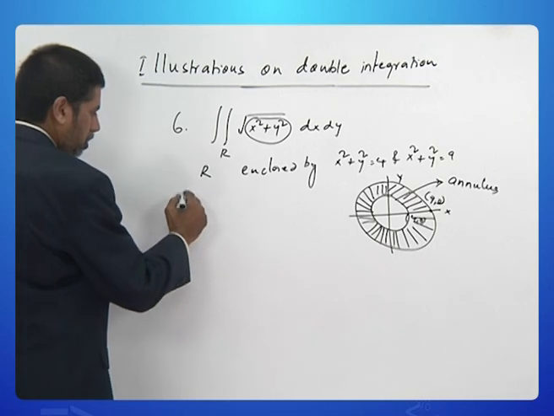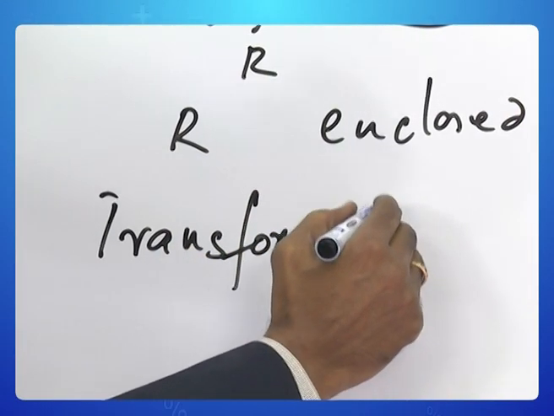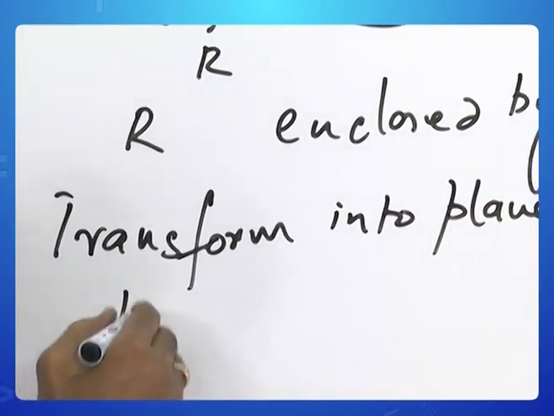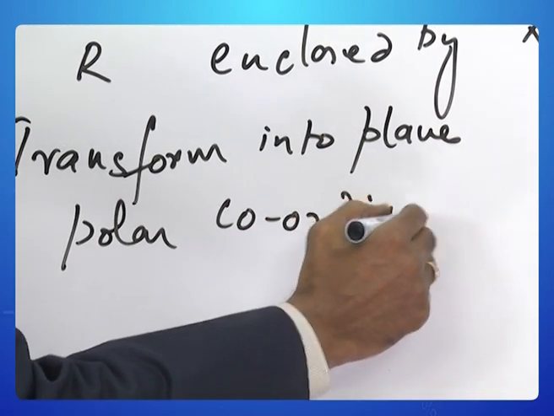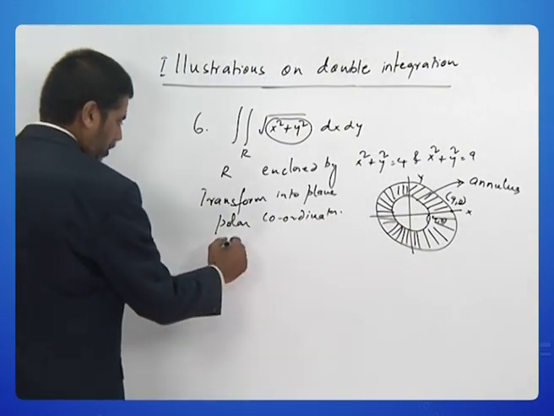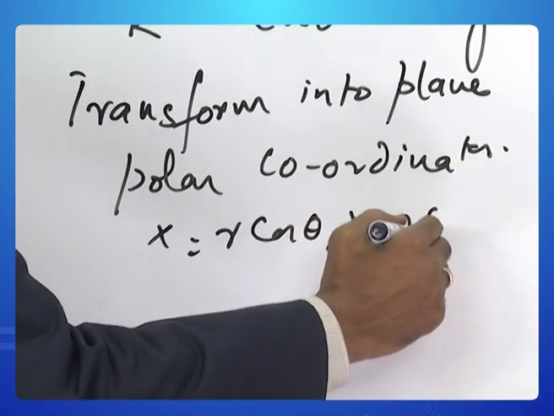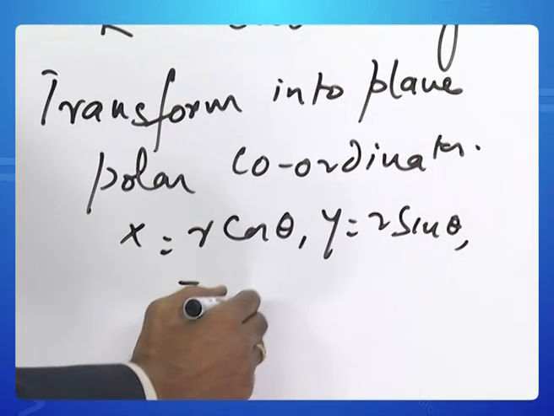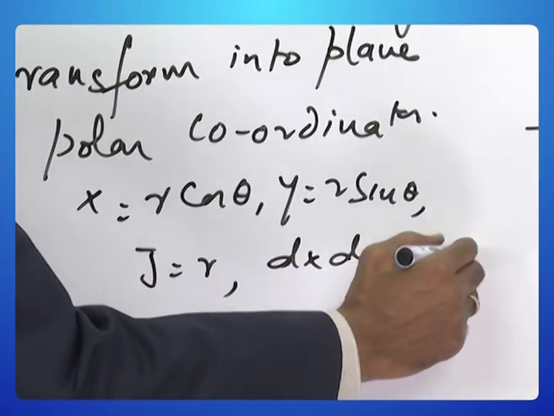so transform into plane polar coordinates. I mean x is r cos theta, y is r sin theta, Jacobian is r, dx dy is r dr d theta.